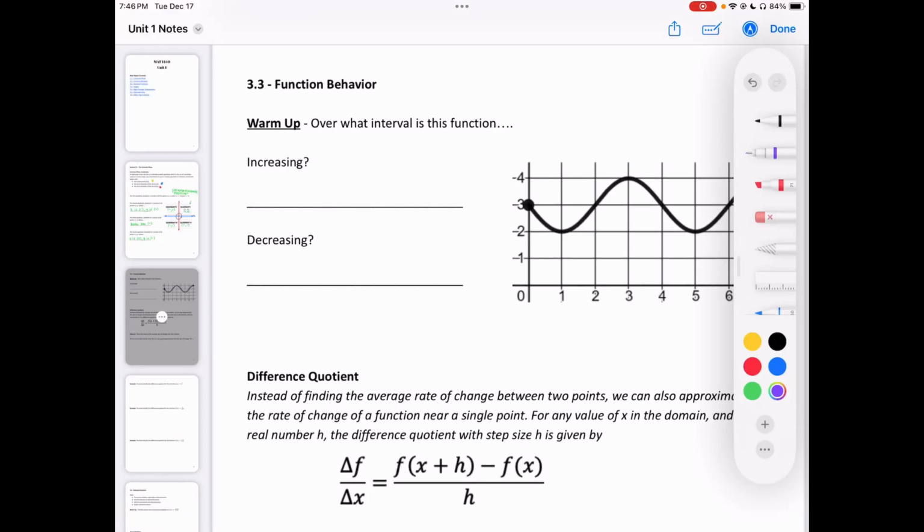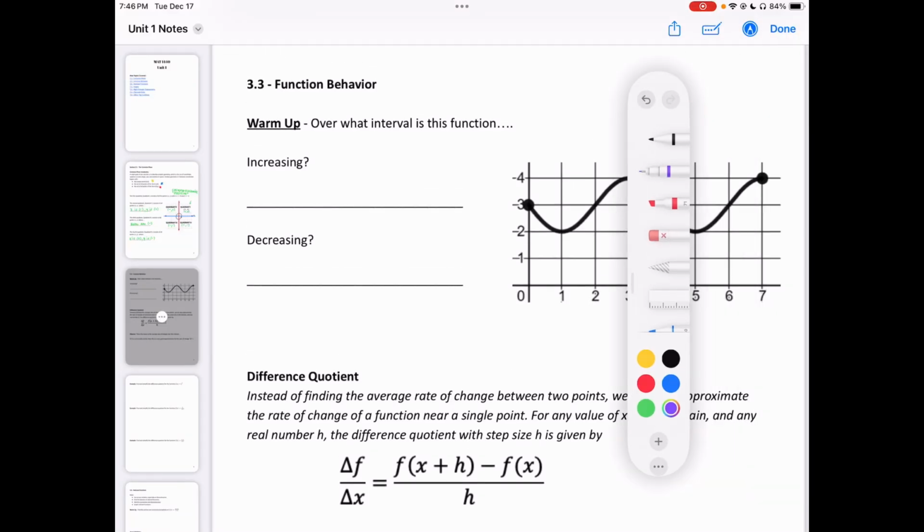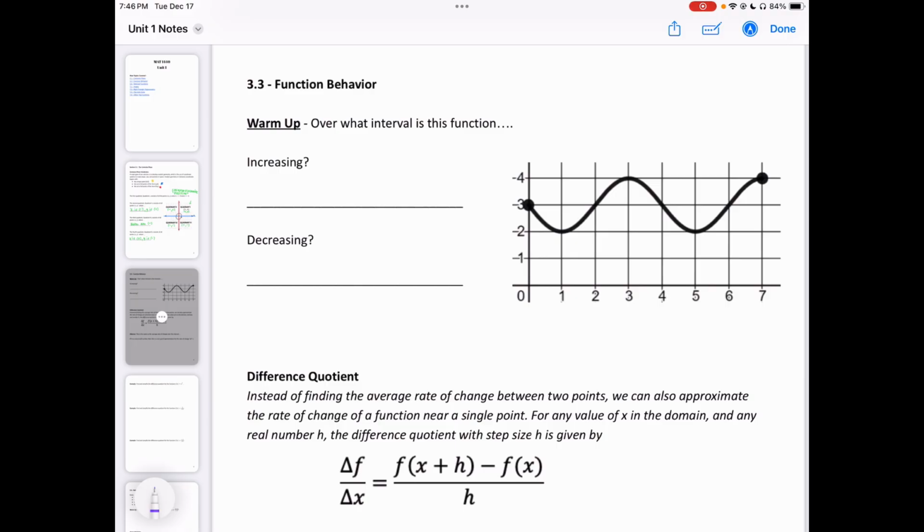Now let's talk about function behavior. You covered this in college algebra, but we'll do a quick refresher. On what interval is this function increasing and decreasing? Okay. So I want you to look at where this function seems to be going up. So these two purple sections are increasing.